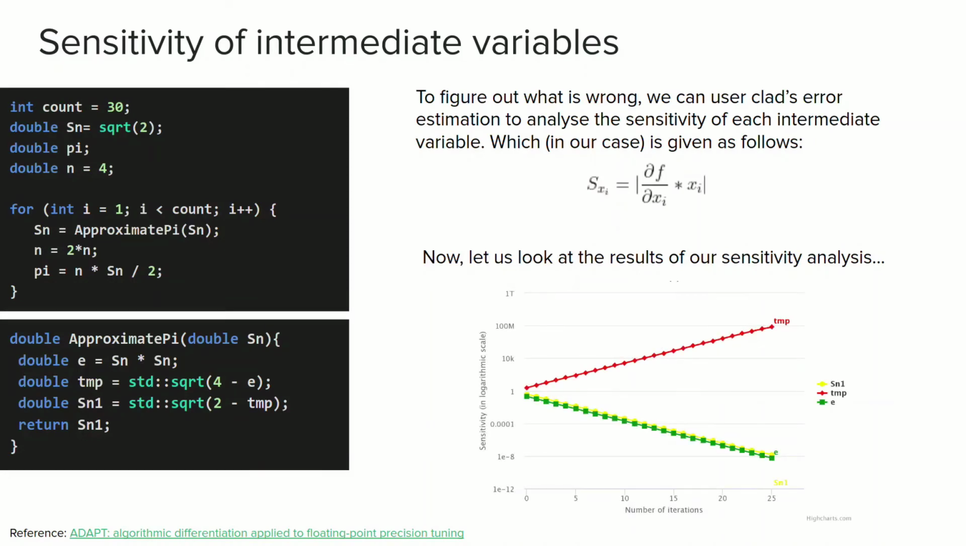So as you can notice, E and Sn1 decrease over the number of iterations. However, TMP actually increases over the iterations. So this is pretty interesting, and this tells us that there is something wrong with TMP, because as the sensitivity increases, it means that that specific variable becomes more and more sensitive to floating point errors. So if the floating point errors become large, TMP is the variable that's going to be the most affected by it.